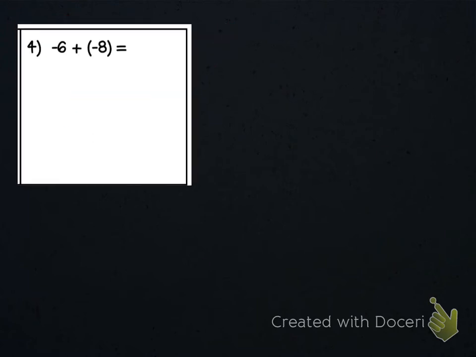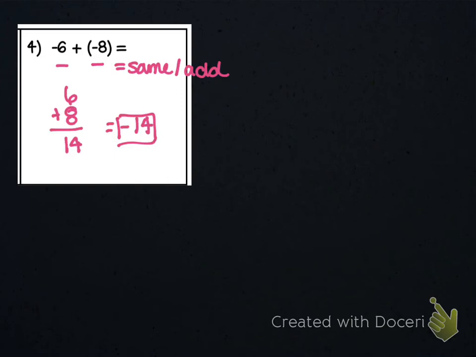This one is our first rule where we have same sign, so negative and a negative equals same. And when they are the same signs, we add. Go ahead and press pause and find this answer and press play when you are finished. Okay, so we should have added our two numbers. 6 plus 8 is 14. They are both negative. They are the same sign, therefore we keep the sign. So our answer is a negative 14.